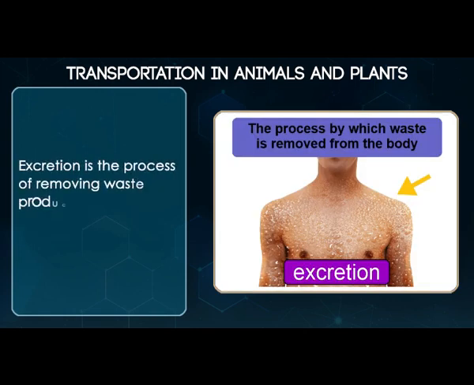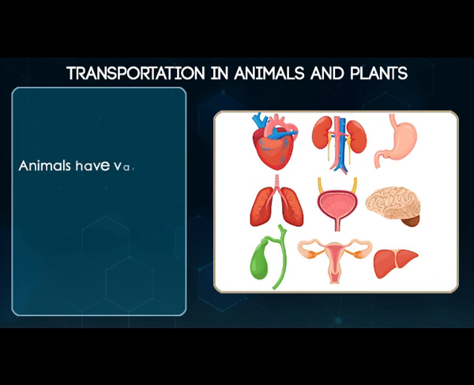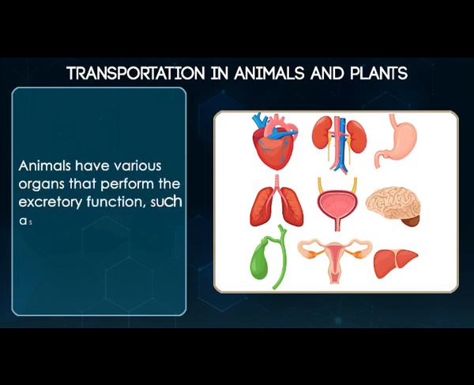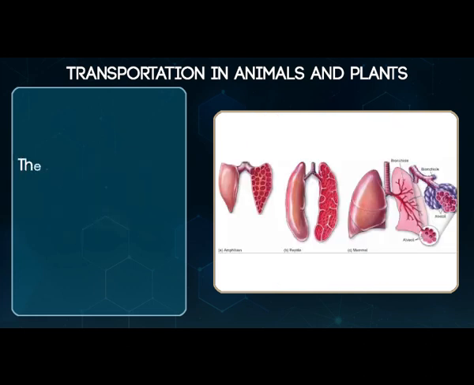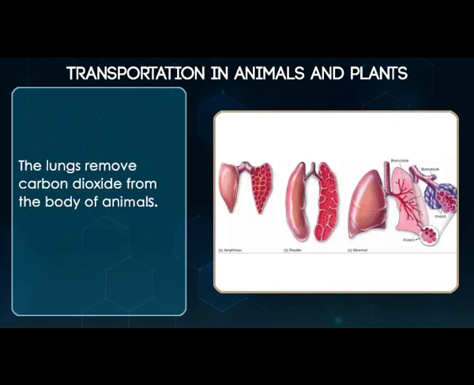Excretion is the process of removing waste products from the body of animals. Animals have various organs that perform the excretory function, such as the lungs, kidneys, liver, and skin. The lungs remove carbon dioxide from the body of animals.